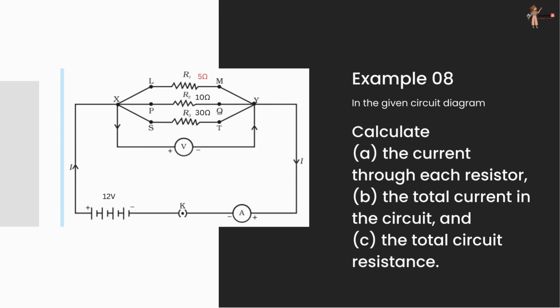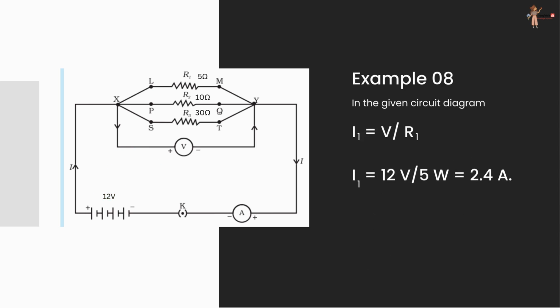Now R1 is 5 ohms, R2 is 10 ohms and R3 is 30 ohms. Potential difference across the battery is 12 volt. This is also the potential difference across each of the individual resistors. Therefore, to calculate the current in the resistors, we use Ohm's law. The current I1 through R1 is equal to V upon R1. So, I1 is equal to 12 upon 5, which is 2.4 amperes.